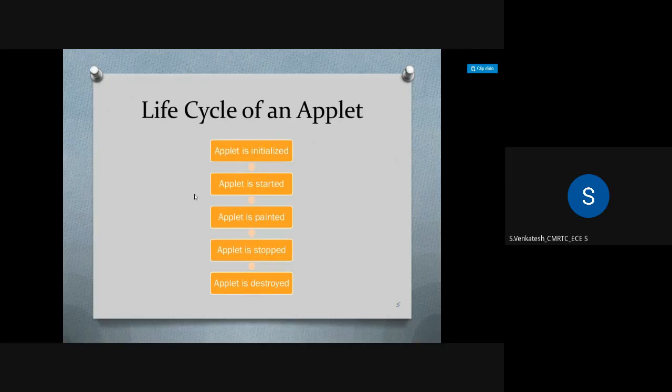Life cycle of applet. The applet is initialized first, then the applet is started, then it is painted. If it is stopped, then the applet is destroyed. So this is a simple applet life cycle. Last class we discussed the stages, a number of stages.